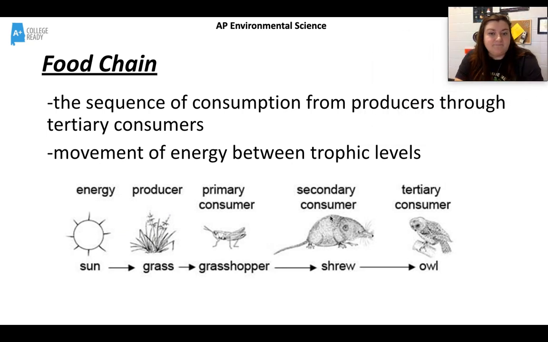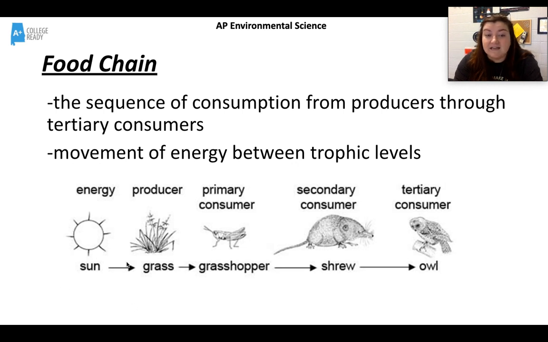Food chains. Awesome. Amazing. Love them. Very straightforward. The sequence of consumption just means they're eating something, right? So the sequence of consumption from producers through tertiary consumers. It could also be looked at as the movement of energy between trophic levels. So like I said, all energy starts out from the sun.